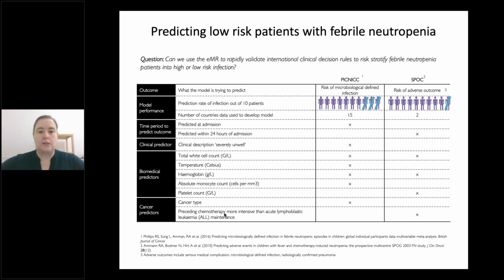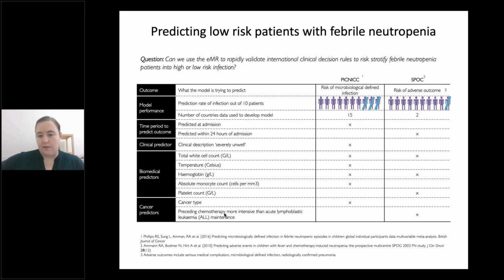So what we did was set up our data flow. We developed a way of categorising someone as having a clinical description of severely unwell. That was using notes, and that was working with Charmaine's team, doing a similar kind of analysis to what they did in the cardiology space. And then we looked at things like total white cell count, temperature, hemoglobin, monocyte count.